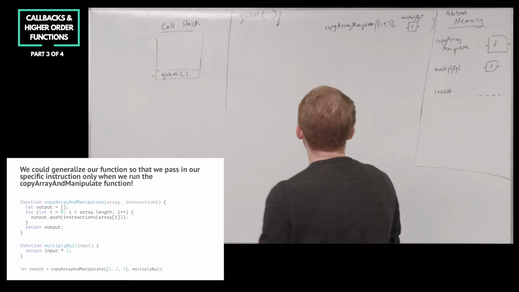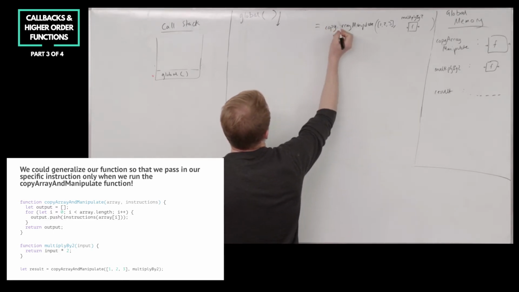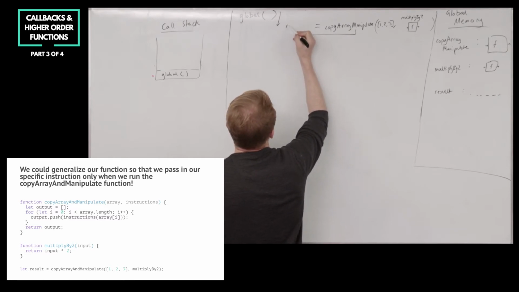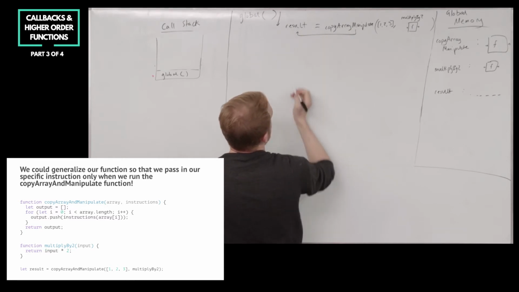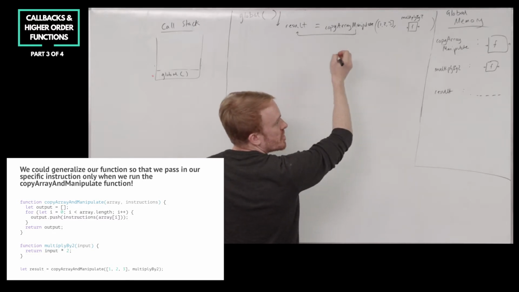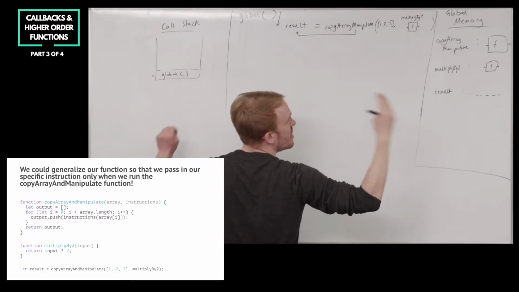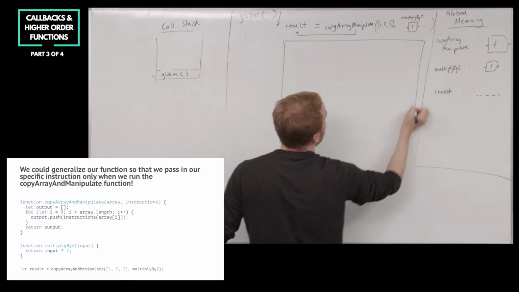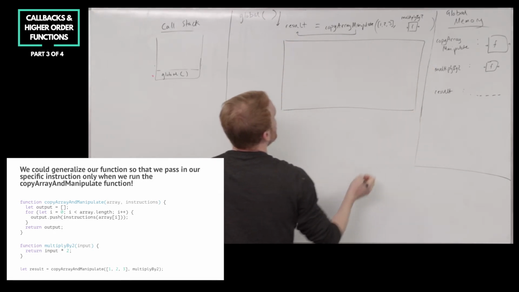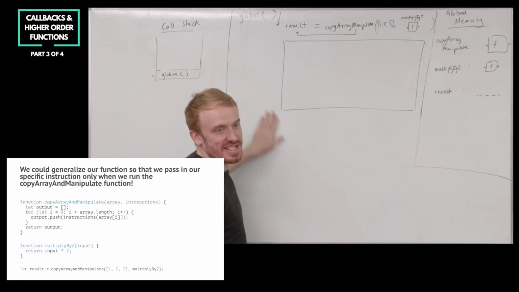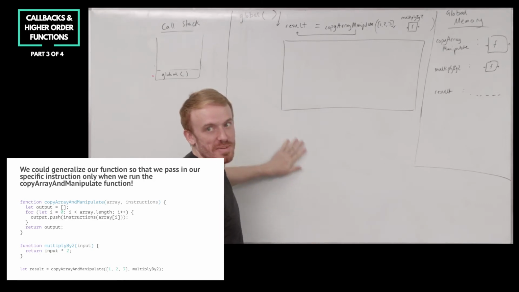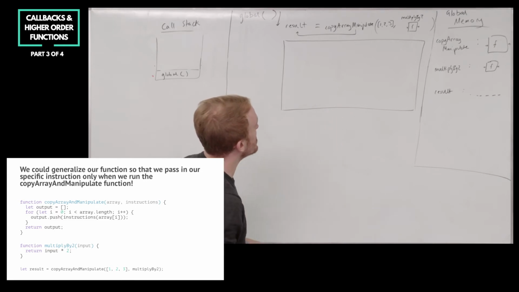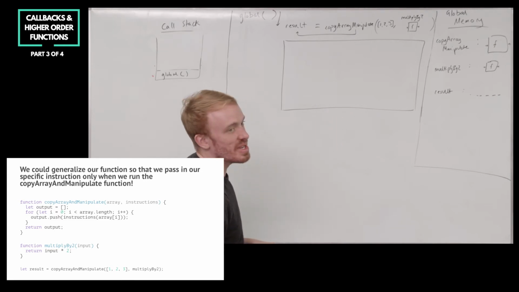Okay, so we're calling a function, copyArrayAndManipulate. We know its output is going to be stored in the global variable result, but we've now got to execute this function. So everyone together, we create a new execution context. Okay, that was very in sync, very good. Excellent. New execution context, a very important thing to remember. Say it in chorus. Good.